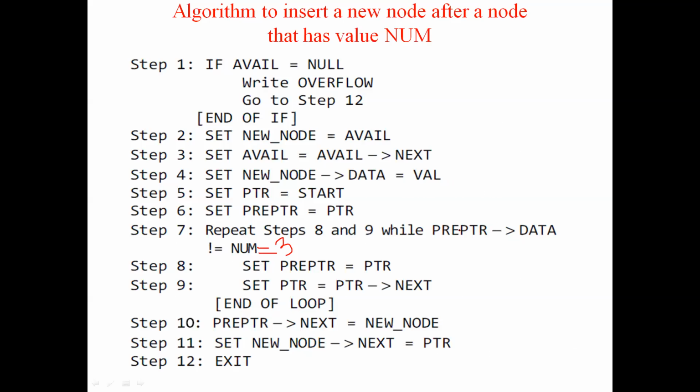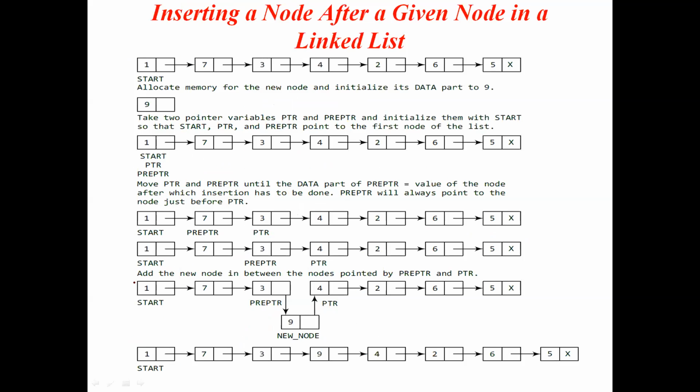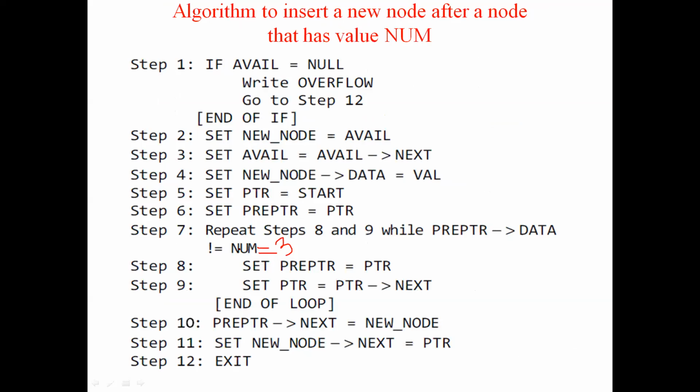First, very initially, what is pre-pointer's data? Pre-pointer's data is nothing but 1, right? So it is not equal to number. Yes, 1 is not equal to number, so what happens? It goes inside. The while condition is passed, so it goes inside the loop.